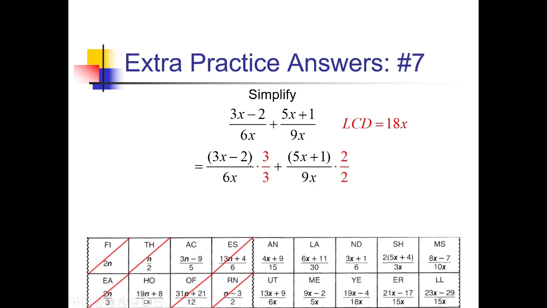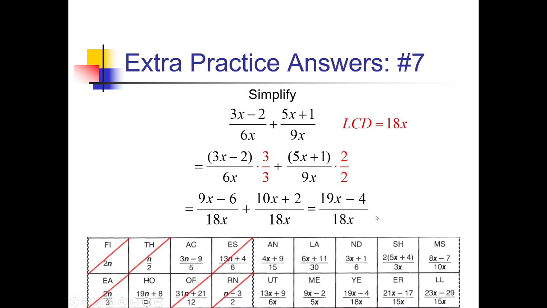Let's distribute and simplify. First fraction, 3 times 3x is 9x. Then we have a negative 6 in there, along with the 18x in the bottom that I was trying to get all along. For the next fraction, distributing my 2, I've got a 10x plus 2, and then 18x down there. So I've got a common denominator of 18x when I add those together. And now for the x's upstairs, I've got 9 and 10x gives me 19x. And then negative 6 plus 2 is negative 4.